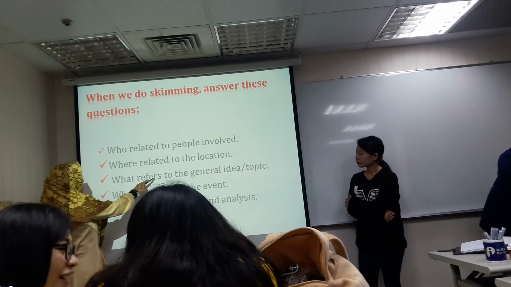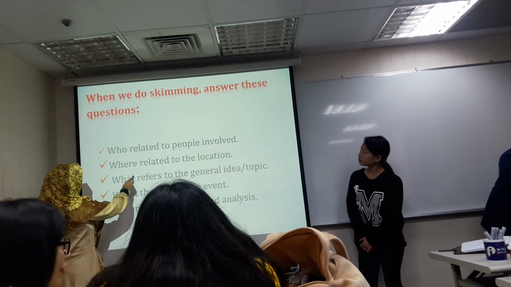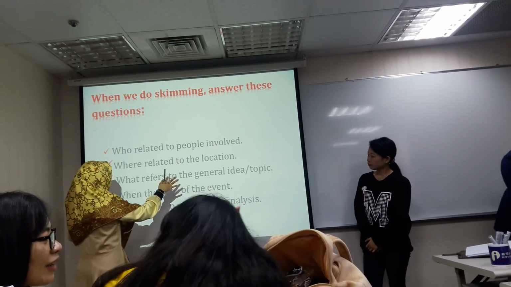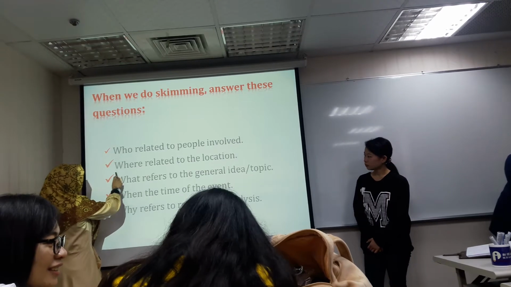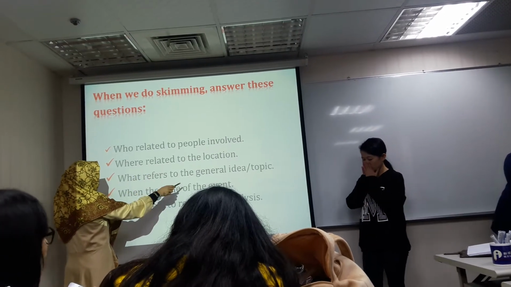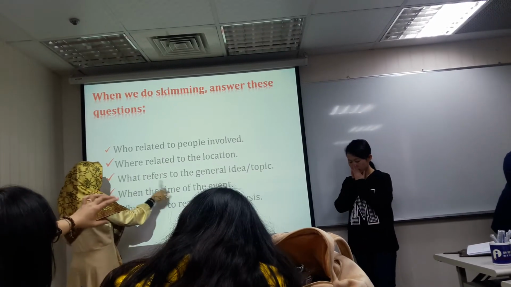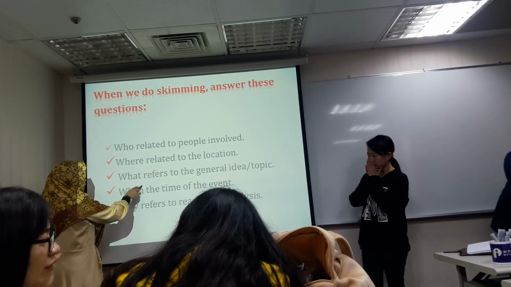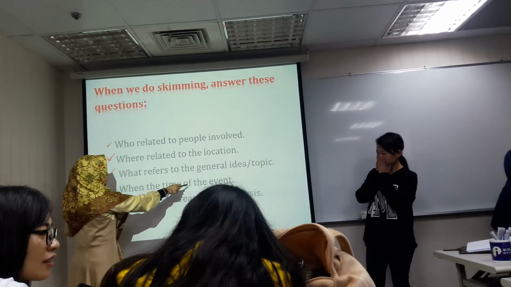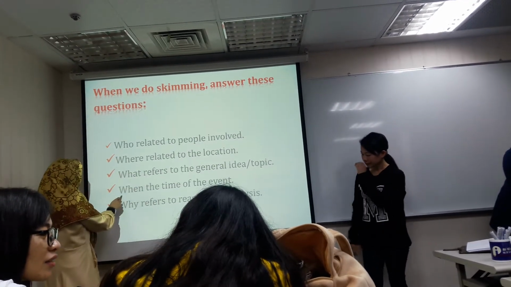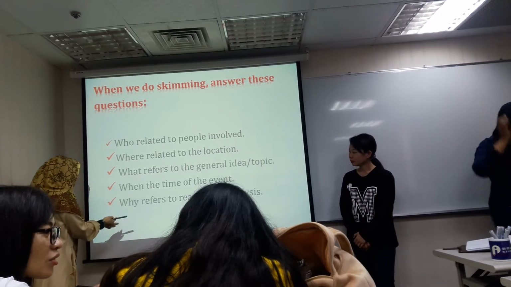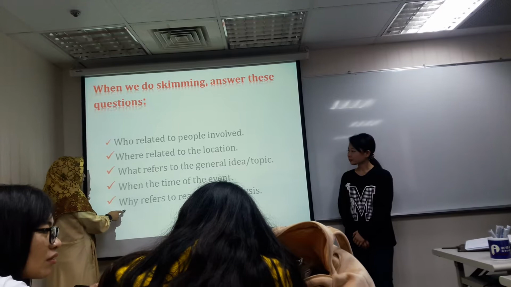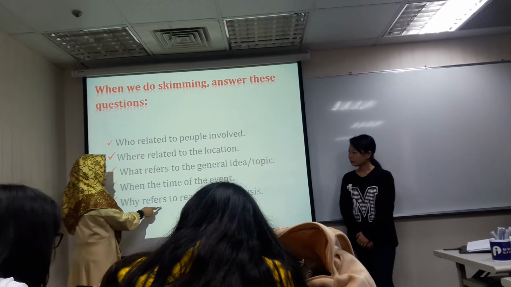When we do skimming, we should answer four questions. Who relates to people, that means we look for the people. The second is where, which relates to the location, so we find the place. What refers to the general idea or topic. When is the time and the event, what time it happened. And the last, why, refers to the reason and analysis.